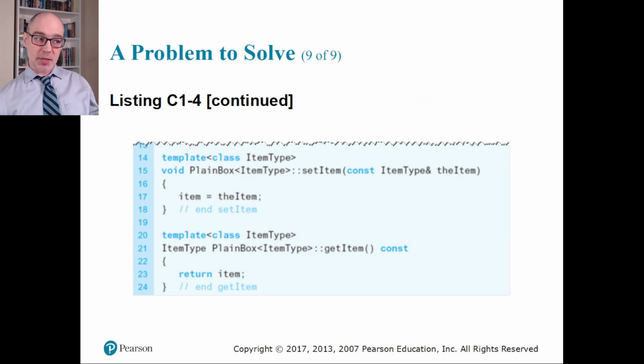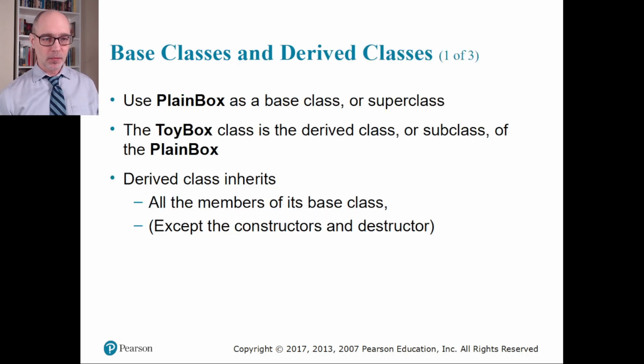Okay, there's the rest of the implementation code to the template version of plainbox. Basically looks the same activity for all the other stuff. What else? Okay, now that was plainbox. Remember, we got 3 objects that we're trying to construct here.